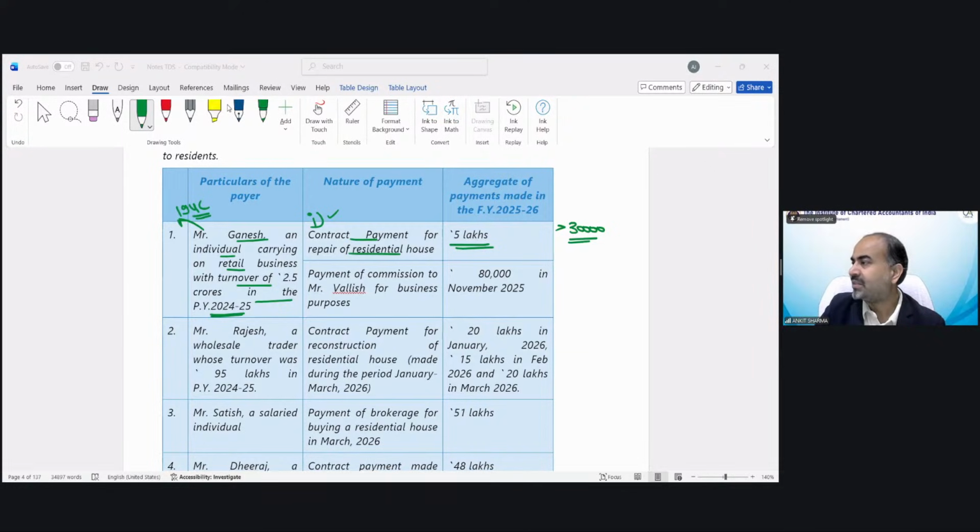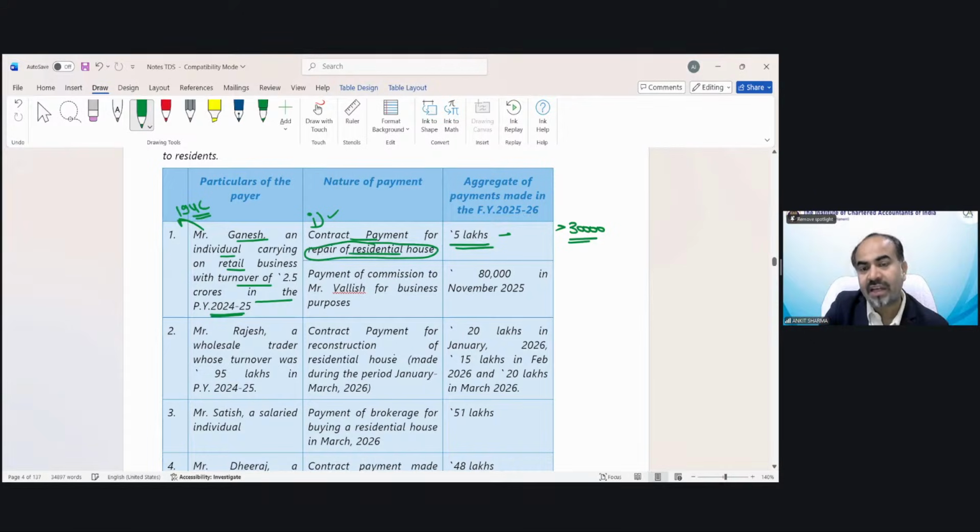Nagaraja is saying yes, single payment exceeding 30,000. Okay. Anyone else? Kuldeep is saying yes. Diyajan is saying no. The correct answer is no. Why no? Because it is for personal purpose.